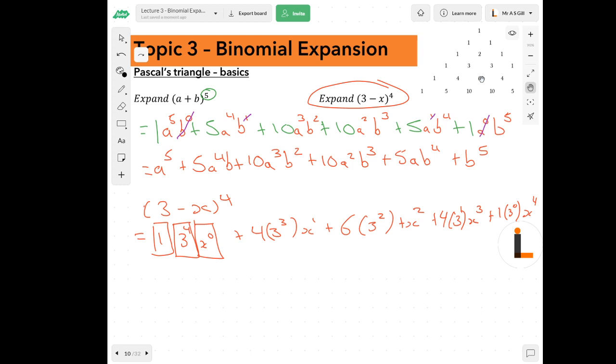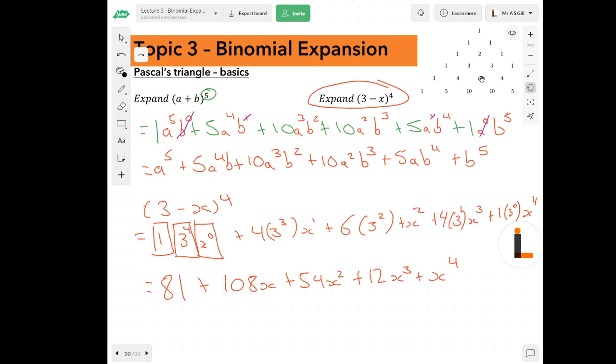So what we finally end up with, simplifying all this together, we're going to have 3 to the power of 4, which we're just going to write as a value. So this is going to be 81 plus 3 cubed is going to give us 27. Multiply 3 by 4. We want to simplify this. 108x plus 54x squared plus 12x cubed plus x to the 4.